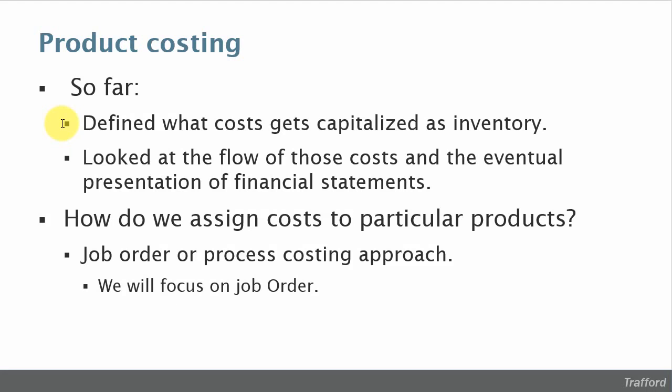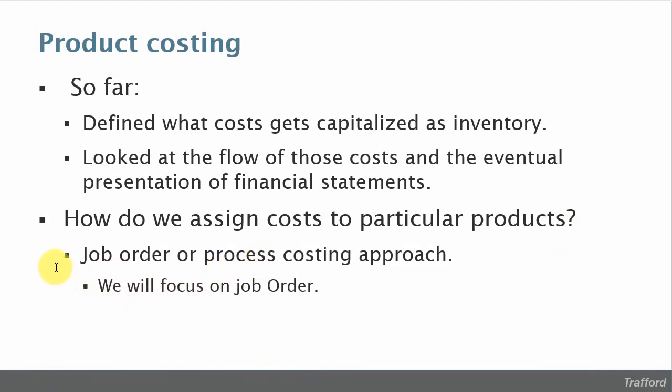We've also looked at the flow of those manufacturing costs through the various inventory accounts on the balance sheet, and then finally, when they're sold, into cost of goods sold on the income statement. What we haven't done so far is really talk about how we actually assign costs to particular products. Most manufacturing firms will use a variation of either a job order or process costing approach.